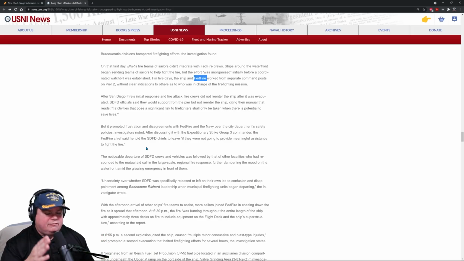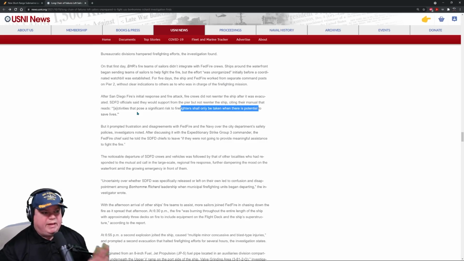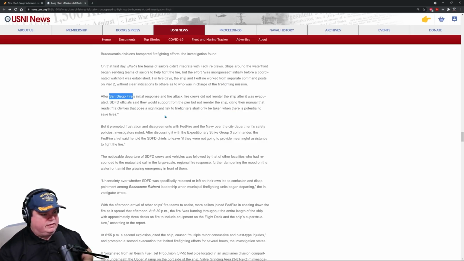Get in there and save this $2 billion ship if you can. Like I said, it may already be too late. So this policy needs to be amended. And that's really what spun me up about the San Diego Fire Department.